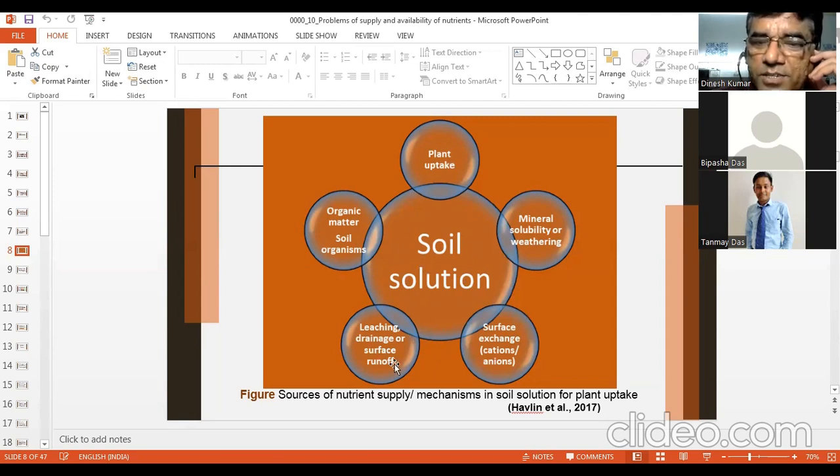Losses by leaching, drainage, or surface runoff. So part of the nutrient can be lost from the soil solution. And this organic matter can also supply nutrients to the soil solution after mineralization and decomposition. However, soil organisms help in the decomposition of organic matter. They can release nutrient into the soil, but at the same time, soil organisms can also take up nutrients from the soil solution. So these are a few mechanisms related to soil solution, gains and losses from soil solution.